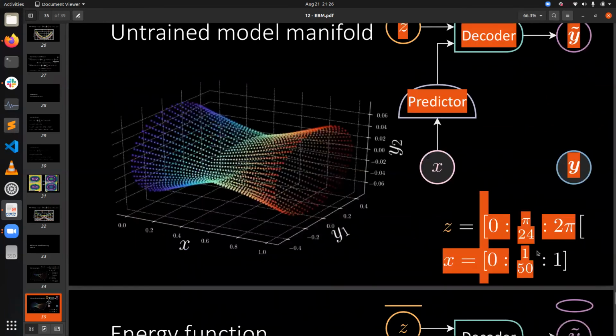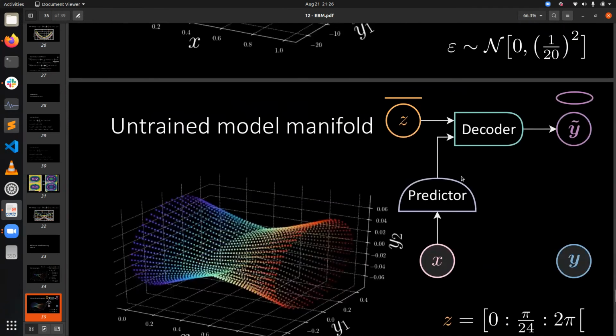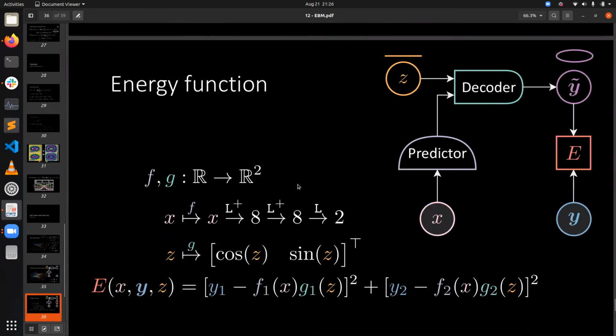This is what forces it to be an ellipse, since you are just varying between angles from 0 to 2 pi. And then you have the actual y values. Yeah, I hope this made sense. And then the energy function. The energy function is basically the same.